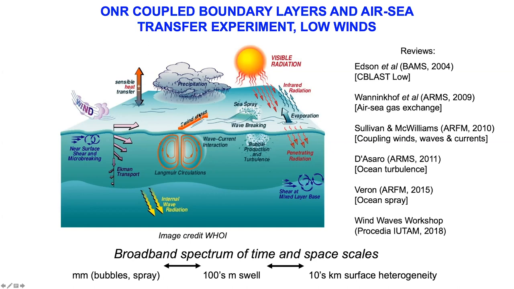This is really a broadband problem. Like I wrote down here, sea spray is millimeters, bubbles and spray. You might have 100 meter swell all the way up to tens of kilometers of surface heterogeneity. So no supercomputer in the world is going to do all that. But the wealth of processes is really great.